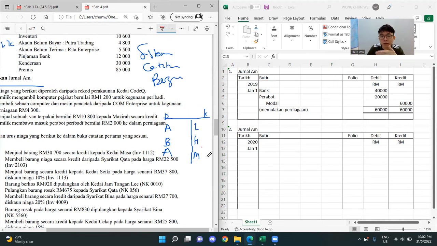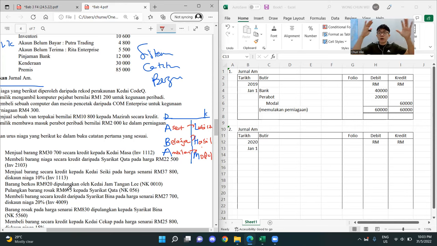So ABALHM. Your first A stands for asset. Your B stands for belanja. And this other A stands for ambilan. And on your credit side, your L stands for liability, your H stands for hasil, and your M stands for modal. So it's actually quite making sense. The opposite of asset will be liability, the opposite of belanja will be hasil, and ambilan will be modal. So modal and ambilan.